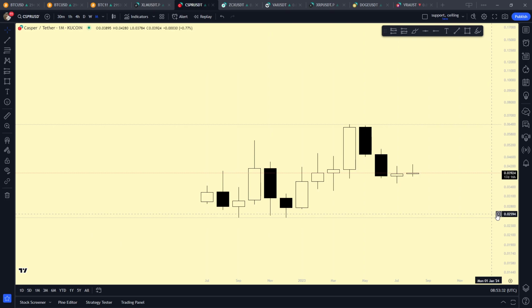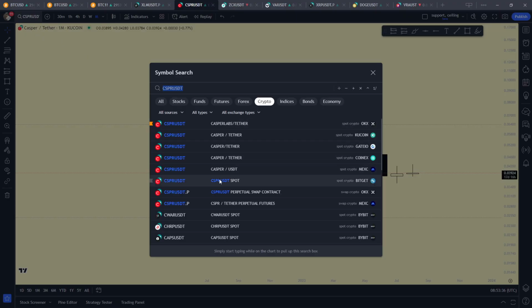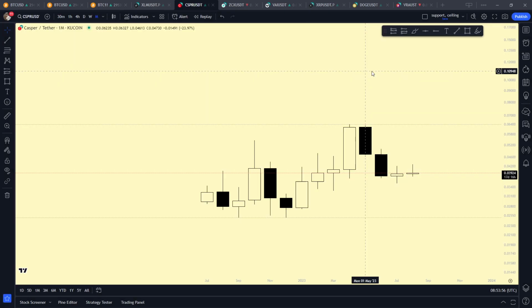There are multiple other charts like OKX, I think, BitGet, you have MaxC, you have CoinX, Gate.io, but I'm not really using those right now. If you want to use them, fine. If you don't, just use the exchange that you're on. That will give you the most accurate information for you.